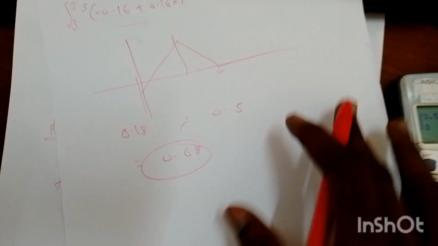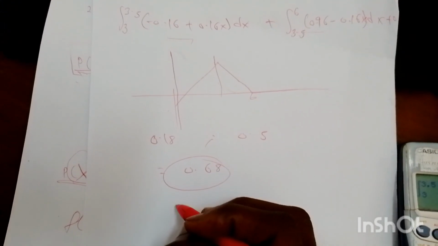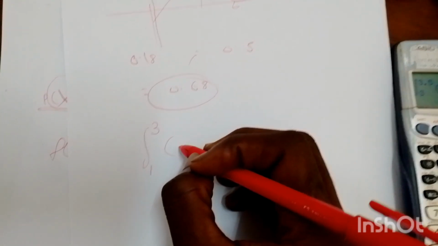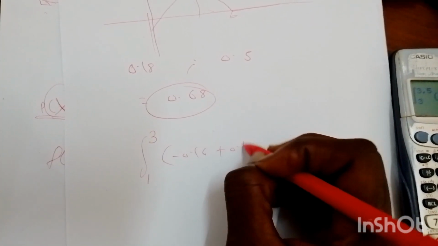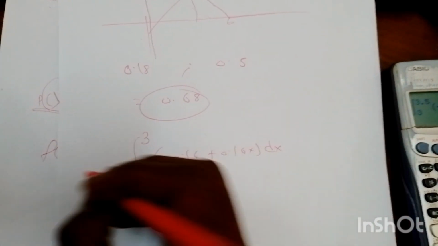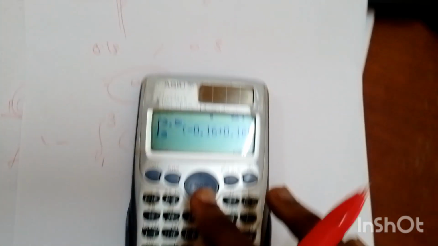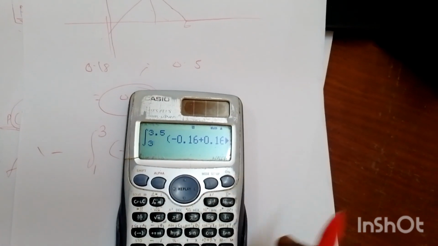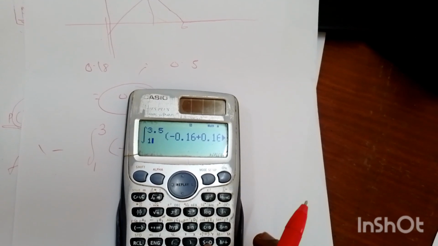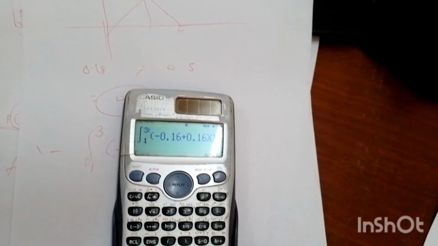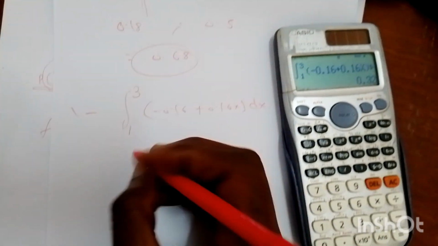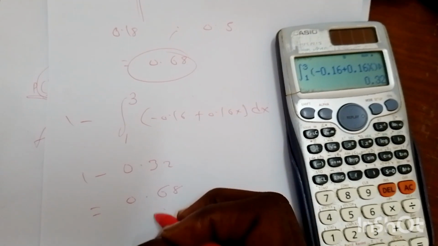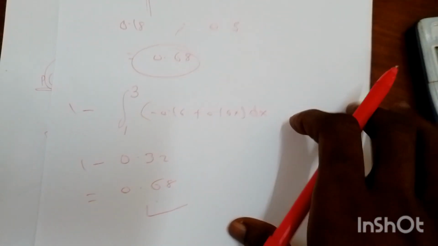Now, the other way you could solve this is to find the integral from 1 to 3 of negative 0.16 plus 0.16x dx, and then just do 1 minus this. So let's try that. I just have to change the limits, and you get 0.32, and then you just take 1 minus this, which gives you 0.68. So either way you still arrive at the same answer.